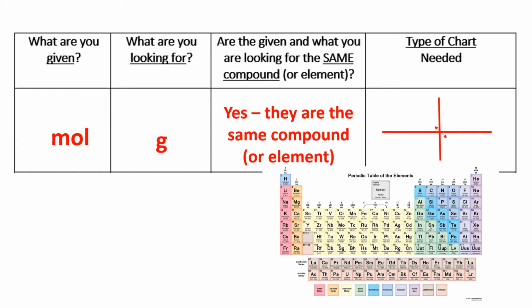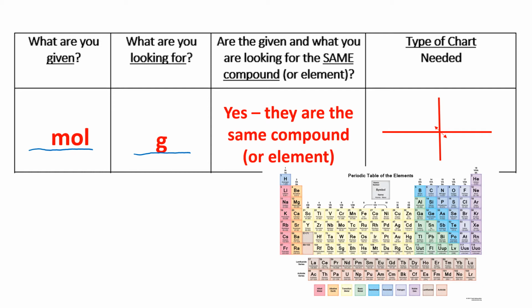The given is always given with some number. So if you see a number associated, that's your given. And what are you looking for? Normally it says how many of whatever is what you're looking for. Then you want to look at the given and what we're looking for, and are they the same substance or compound? And if the answer is yes, then we're just converting moles of one to grams of the same one.